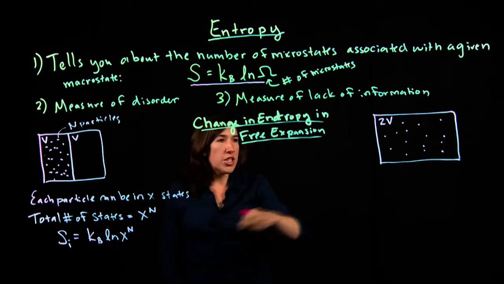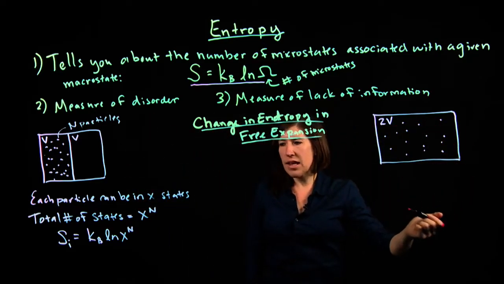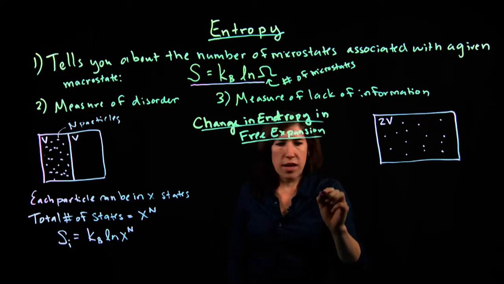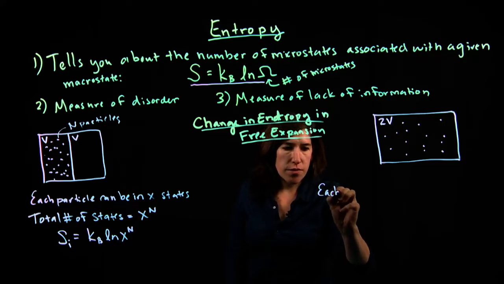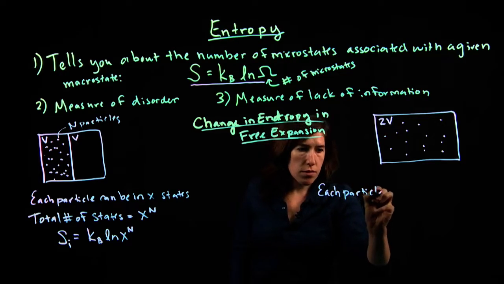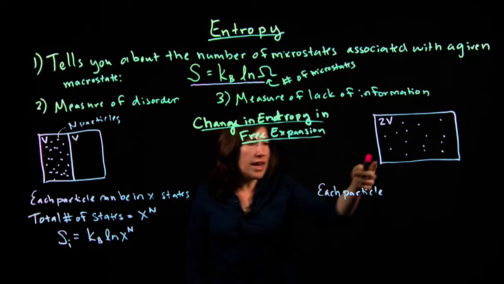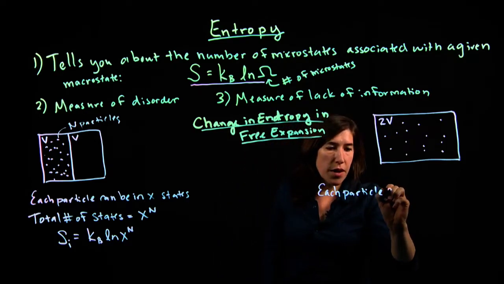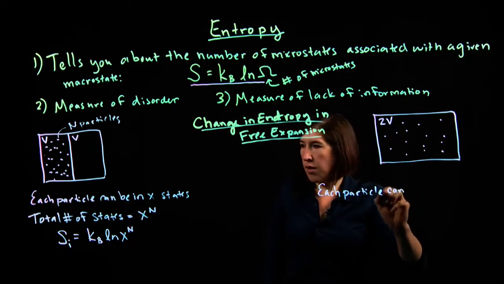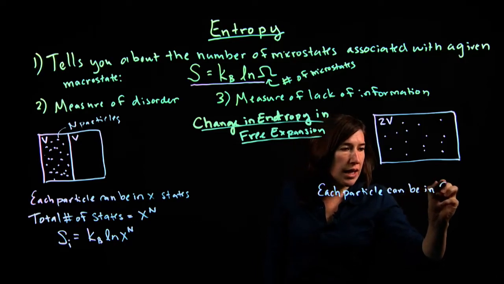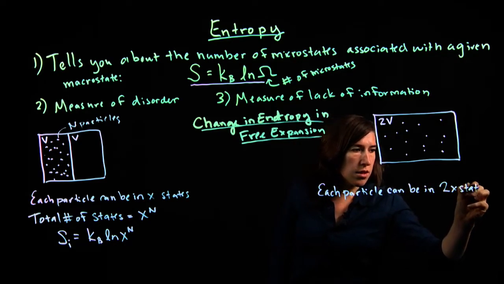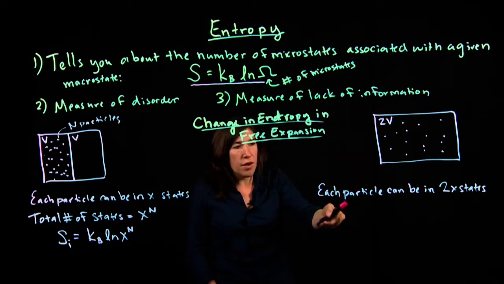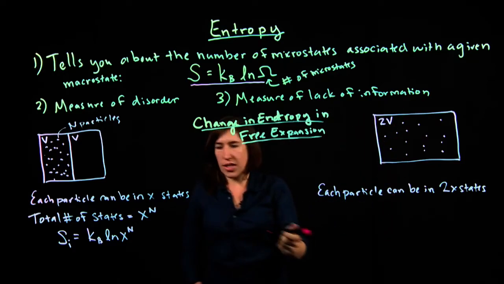So then we remove the partition, let the gas freely expand, and now we want to know the entropy of this final state. So now each particle, it's not only X states, right? Now there are twice as many locations for the particle to be in. So now each particle can be in 2X states. So there are twice as many options for locations of each particle. So now they have 2X options instead of just X options.